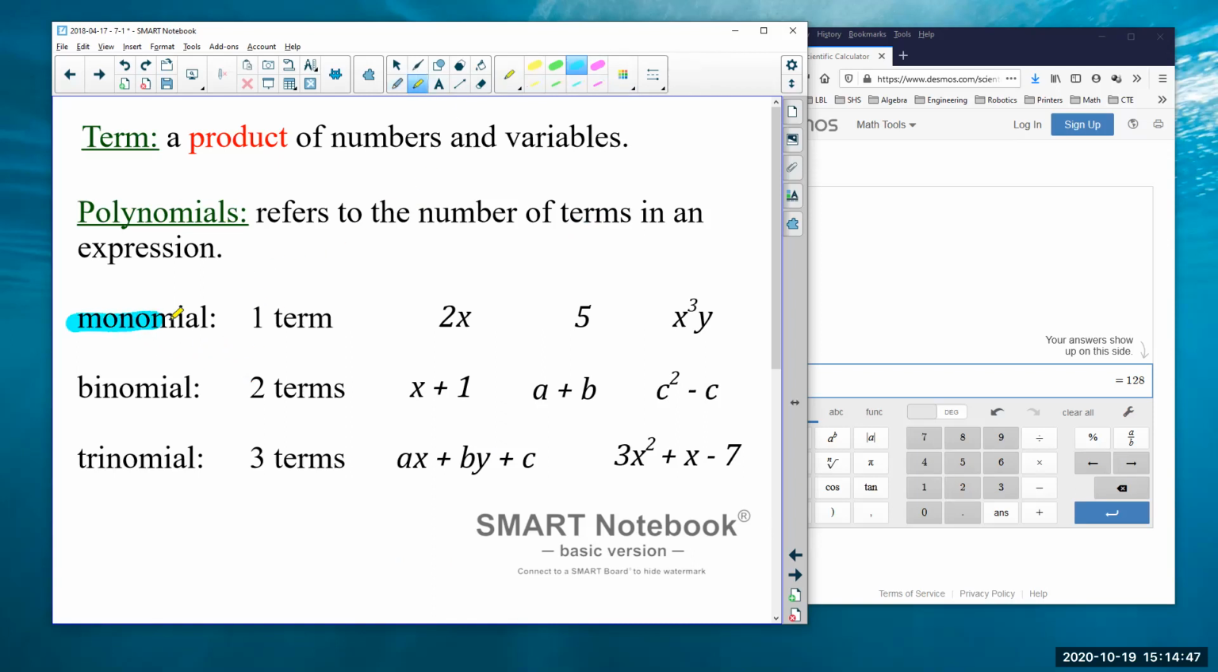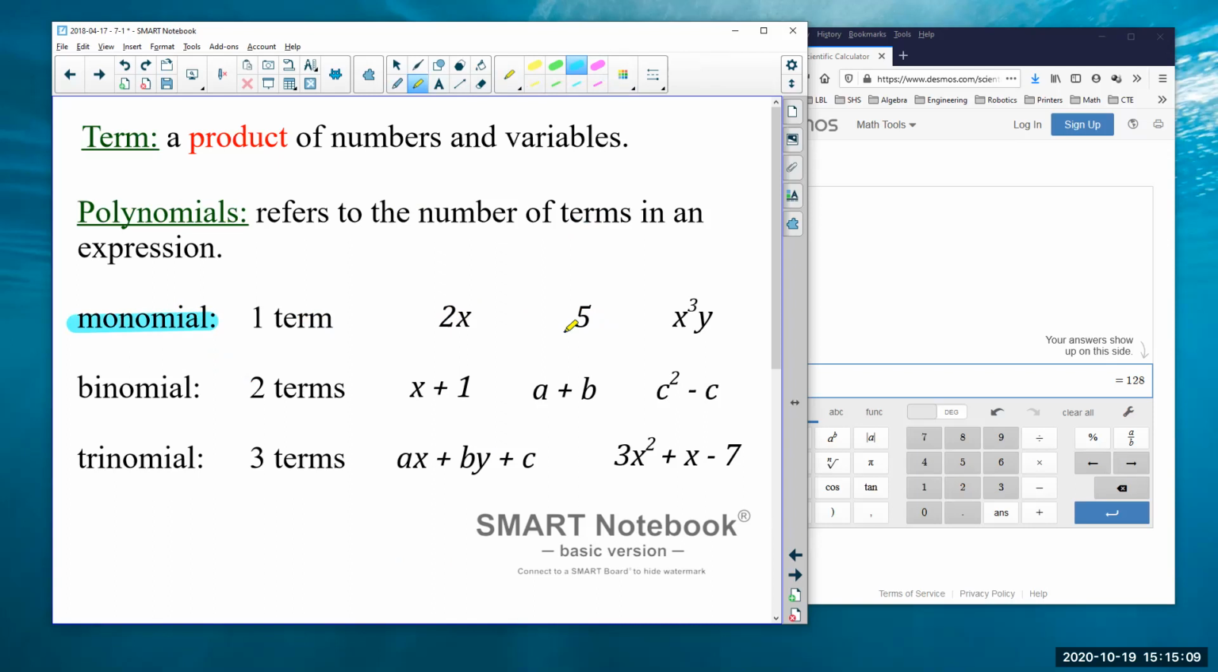But we call them monomial. A monomial is just an expression that has 1 term in it. So for example, 2x. 2x is an expression with 1 term. Remember, a term is the things that are multiplied together. So 2 times x is one term, so 2x is a monomial. 5 is also a monomial. We'd call that a constant.